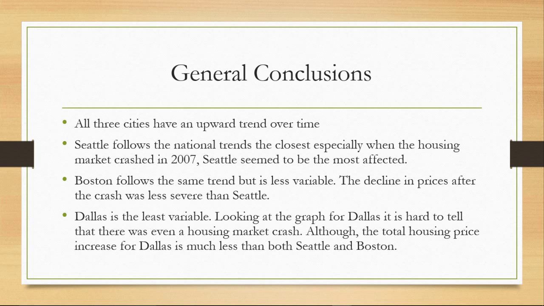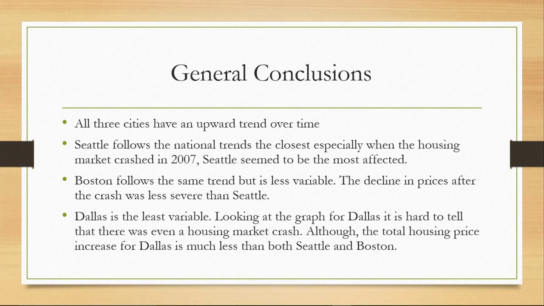So after running the graphs for the Case-Shiller Index values over time, I've seen that all three cities have had an upward trend over time. Seattle follows the national trends more closely and is most volatile, especially when the housing market crashed in 2007. Seattle seemed to be the most affected.